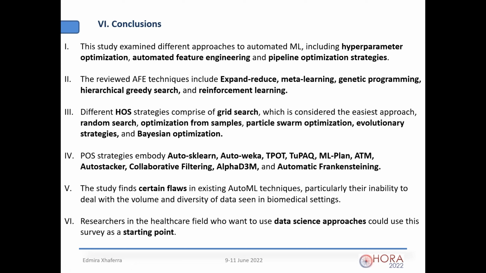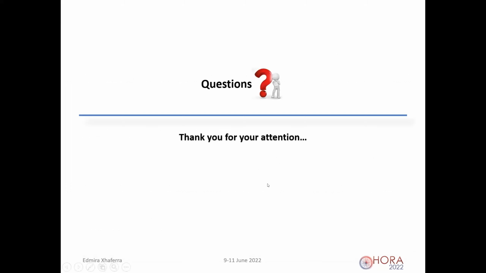This study also finds certain flaws in existing automated machine learning techniques, particularly their inability to deal with the volume and diversity of data seen in biomedical settings. And of course, this is also very useful for researchers in the healthcare field who want to use a data science approach. They can use this survey as a starting point. Thank you for your attention.